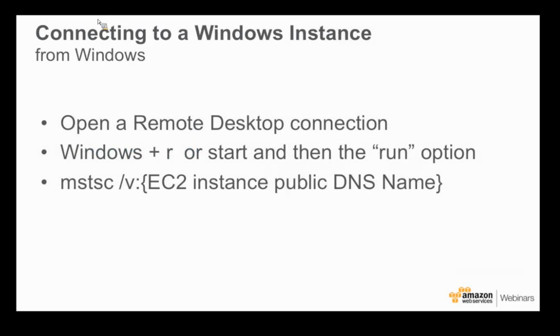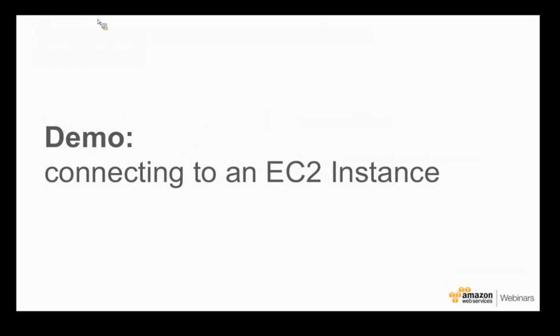When you're connecting to Windows, I think most of you probably know how to use Remote Desktop, but if you don't, you can use it just by typing the command mstsc and then /v: the IP address of your instance. The username is always going to be Administrator, and we'll see how to find the password in a second. So let's do that.